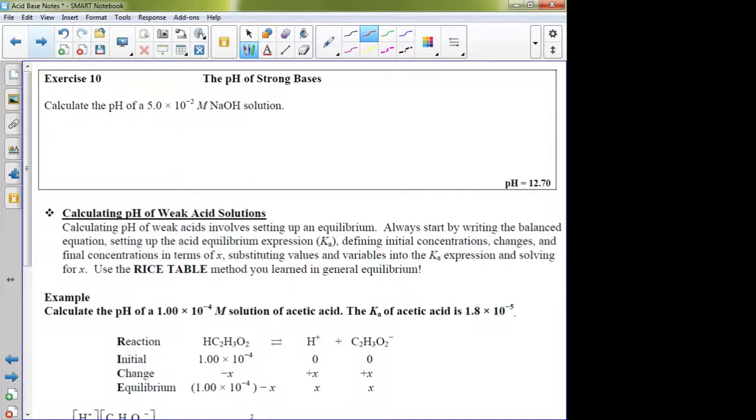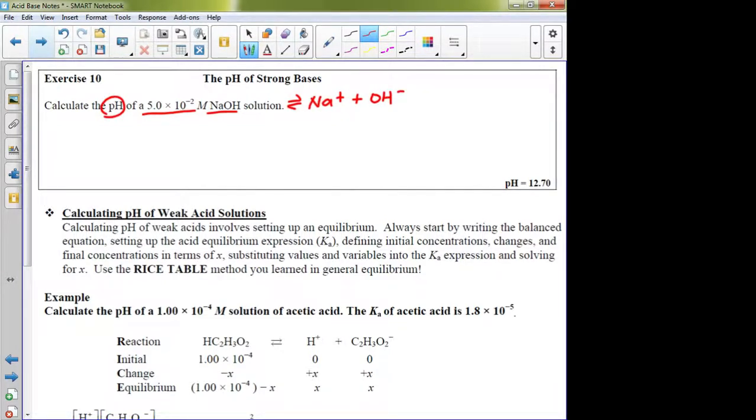Exercise 10 says calculate the pH of a 5.0 times 10 to the negative 2 molar NaOH solution. NaOH is a what? Strong base. How do I know that it is a strong base? Because sodium is in what column on the periodic table? Column 1. Anything in column 1 bonded to hydroxide is a strong base. Okay. So I know this is going to completely dissociate into what? Na positive and OH negative.